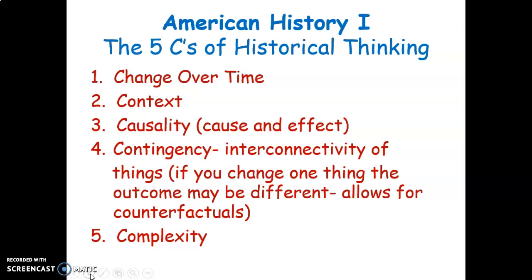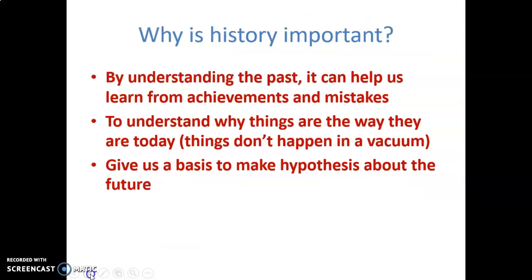So here are the 5 C's of historical thinking: change over time, context, cause and effect, causality, contingency or interconnectivity of things. If you change one thing, the outcome may be different. It allows you to come up with counterfactuals, kind of like if Kennedy would have lived, if Lincoln would have lived, those kind of things, and complexity.